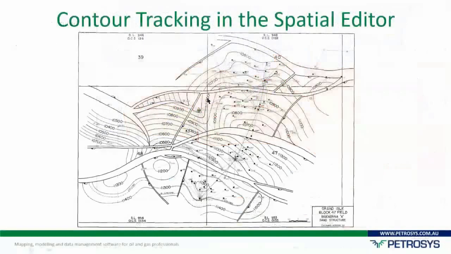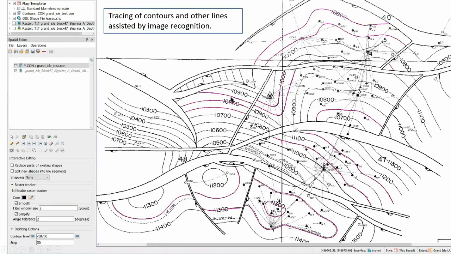In practice, a lot of what we want to do is convert old contour maps to structure maps. In those cases, we have a large number of relatively predictable lines, like contours and the fault outlines, that we're trying to turn into vector data. You can do that in Petrosys 20.2. We've added a new function to make that easier to do, based on the underlying raster image.